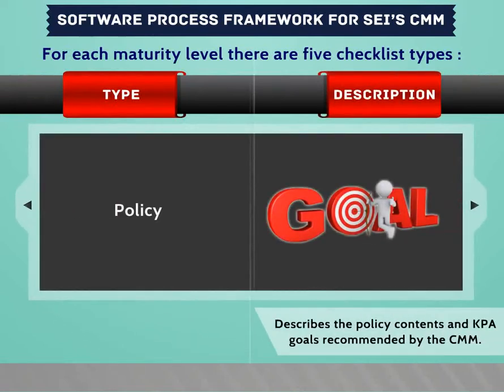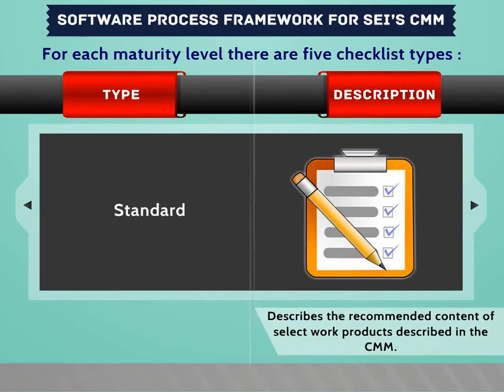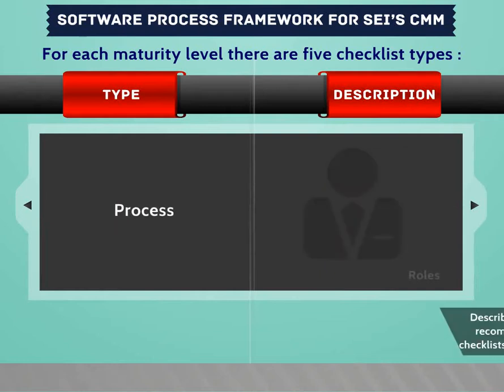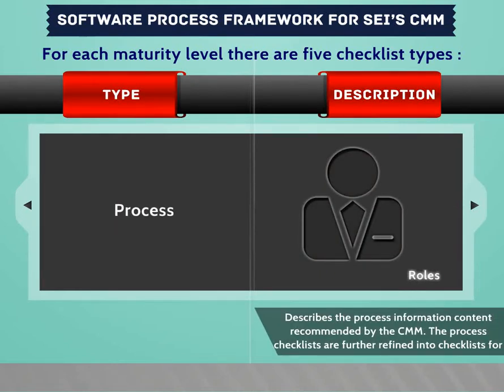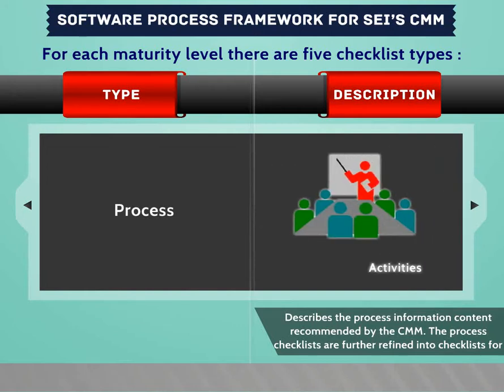Policy. Describes the policy contents and KPI goals recommended by the CMM. Standard. Describes the recommended content of select work products described in the CMM. Process. Describes the process information content recommended by the CMM. The process checklists are further refined into checklists for roles, entry criteria, inputs, activities, outputs.